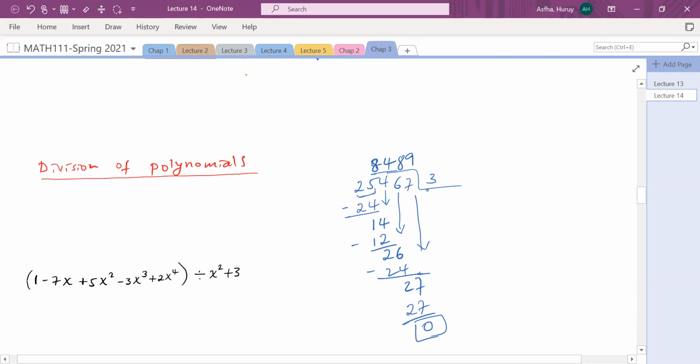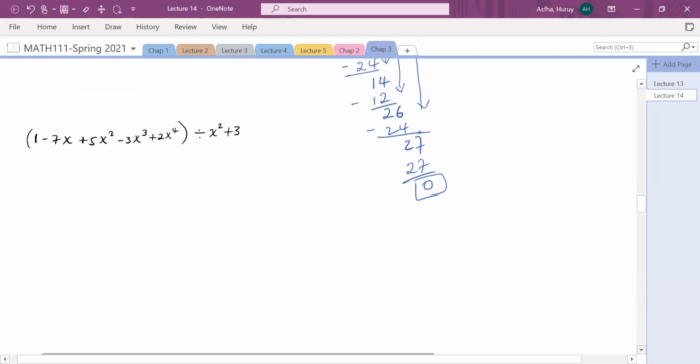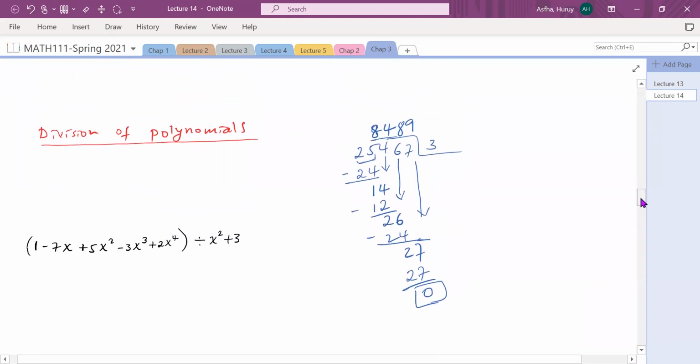Okay, so this is how we divide numbers by hand if we don't use technology, right? And the idea for division of polynomials is more or less the same. Now we have two different methods. One is called the long division, which is basically this one. And the other one is the synthetic division. The synthetic division is a more special one, and we will see it later. But now let's start with the long division.